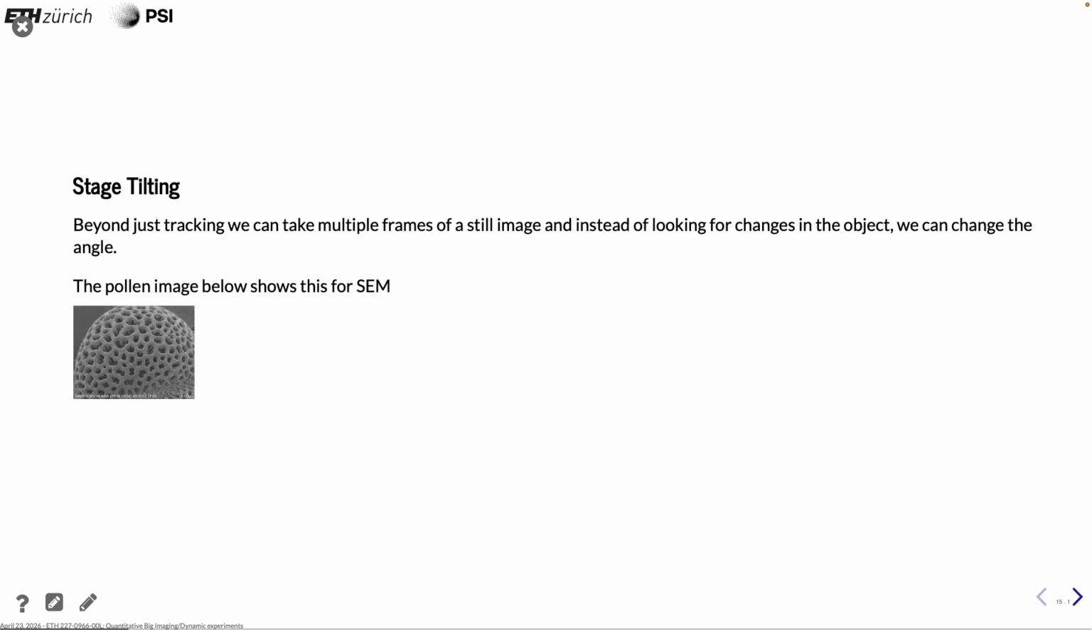Stage tilting is something more done in microscopy. It's a limited angle tomography. So in principle, by wiggling the sample on the plate, you can get a little bit different views, and then you can get some depth information within the sample.